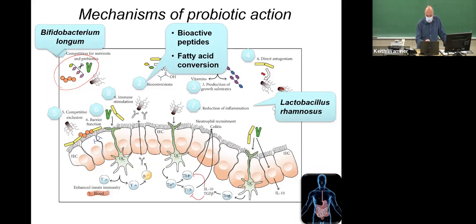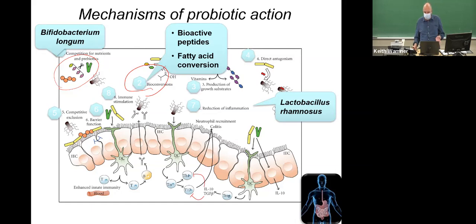The second way of doing it is producing bacteriocins, or bioactive peptides, as they call them, or making fatty acids, some of which are antimicrobial.